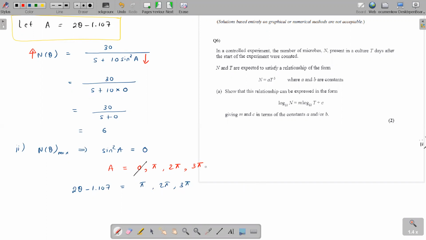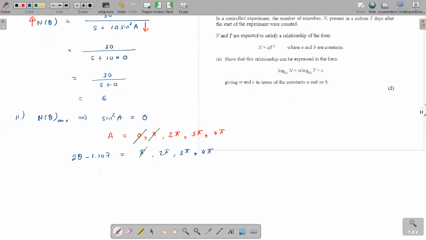We need to take the highest value, so I don't think we need to consider pi also, because we are dividing by 2. Again, 4 pi divided by 2 is 2 pi. So I just took a few extra values. The answer for theta is you have to add 1.107 to 2 pi and divide by 2.